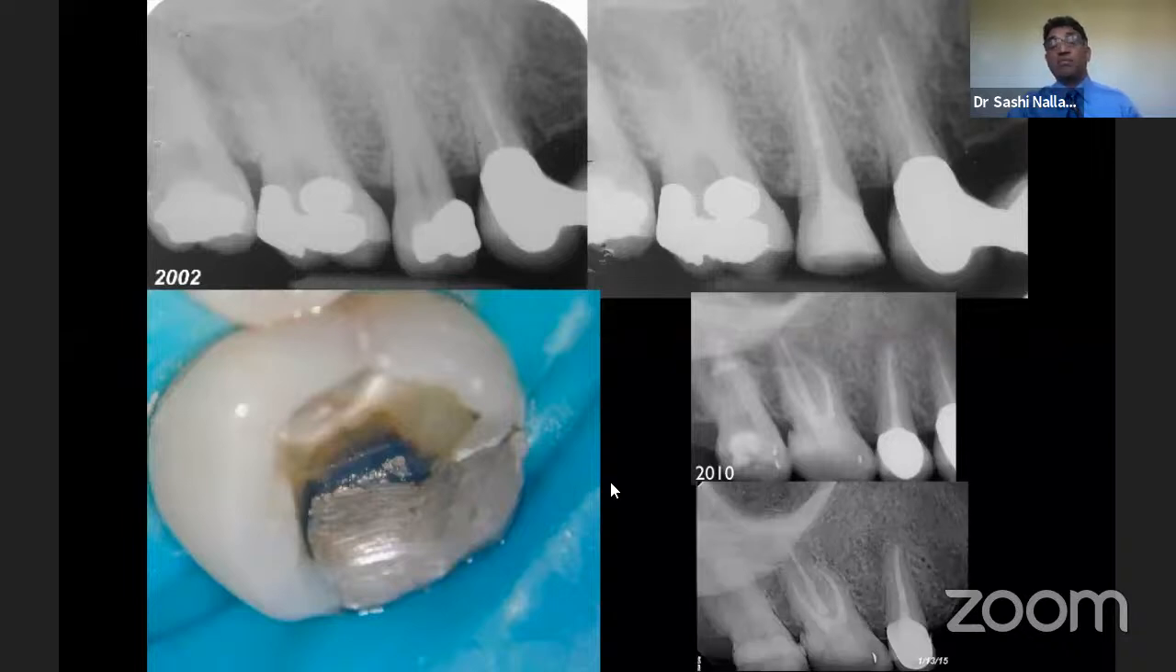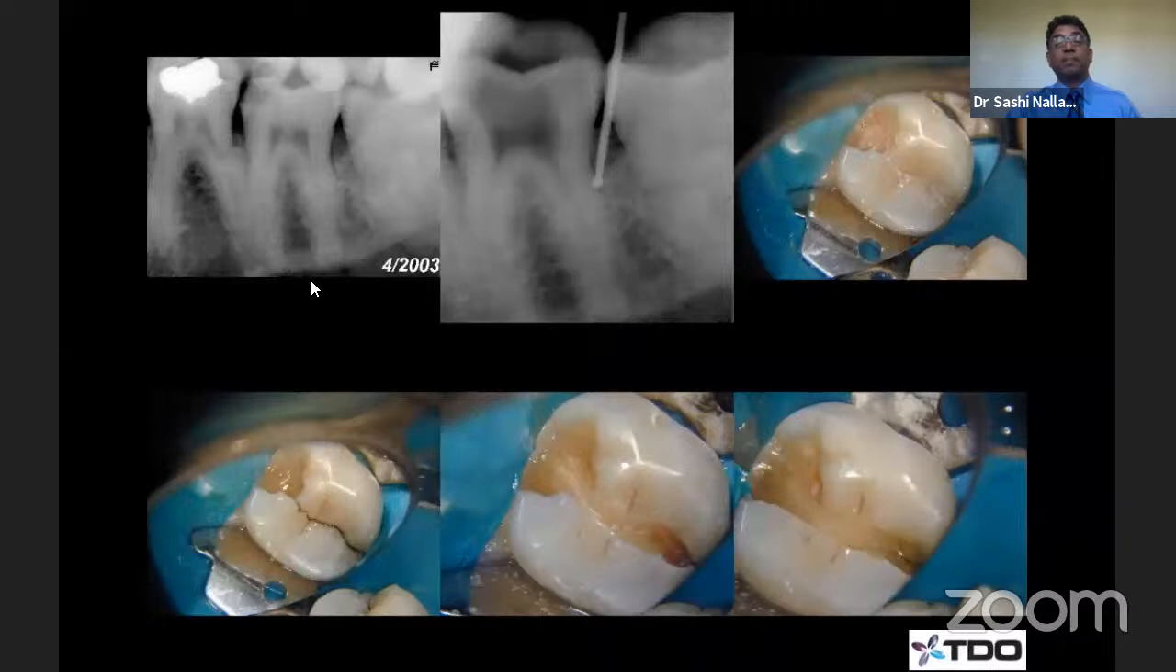This is 13 years after the treatment. Guess what? The bridge retainer, the first premolar, is gone, and the cracked tooth is still very much present. So it's hard to say which teeth work, which teeth don't work. So it's always good to be humble about these cases and discuss all options with patients before you make decisions.